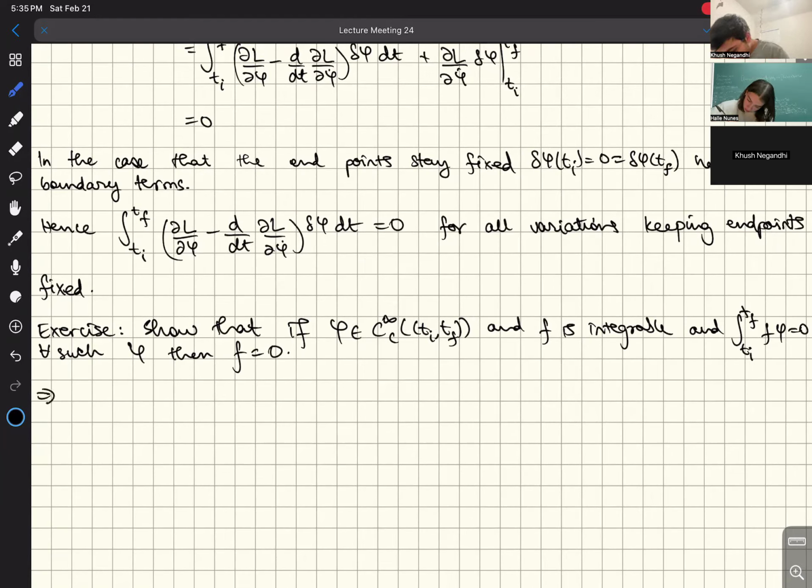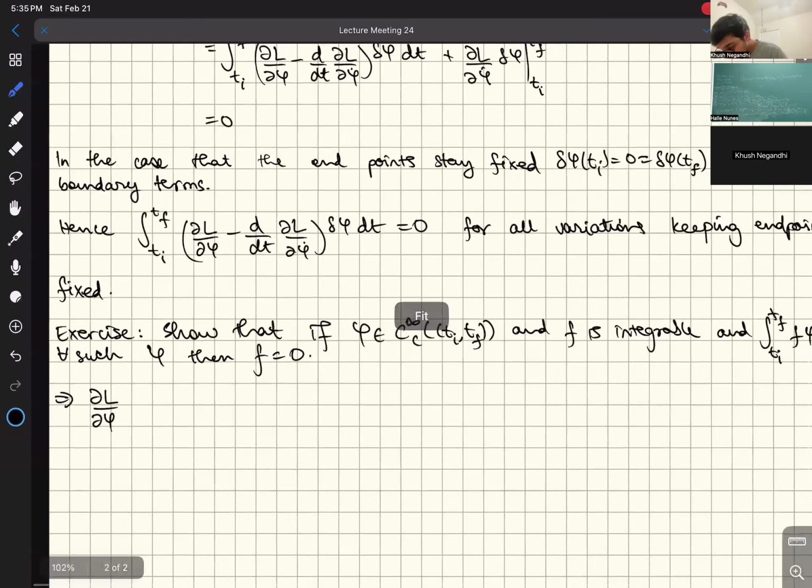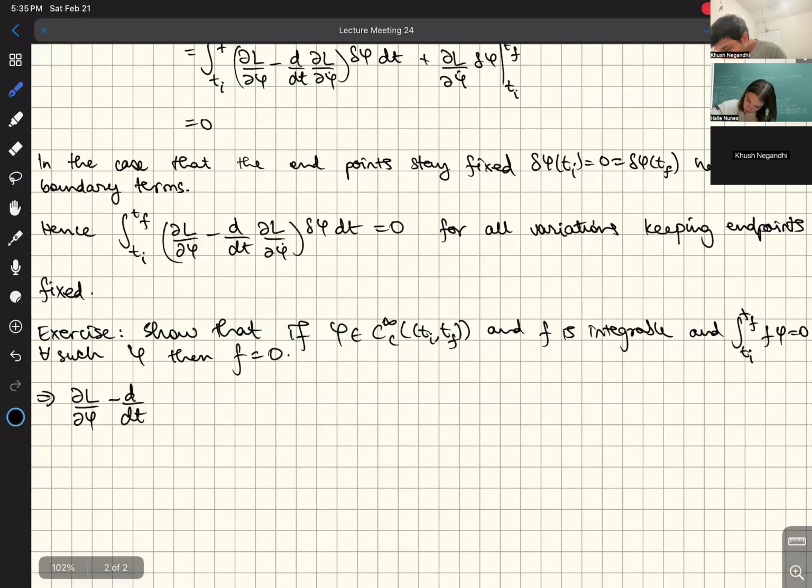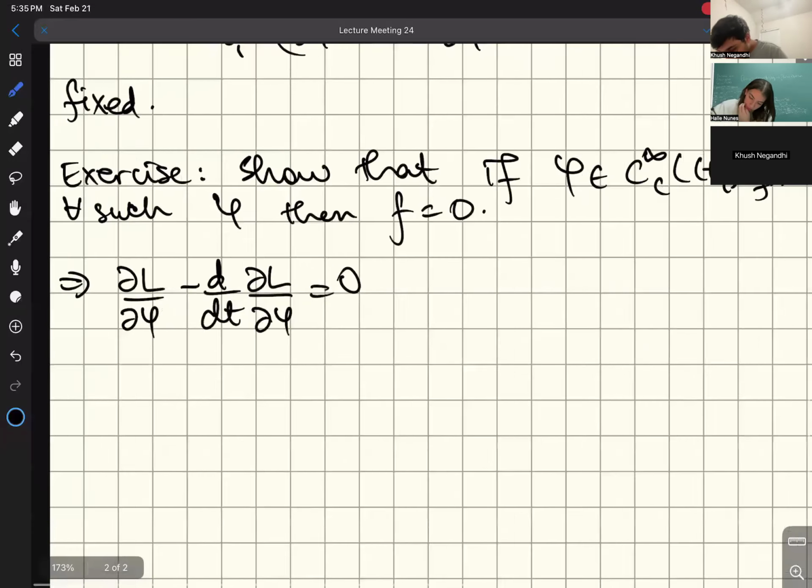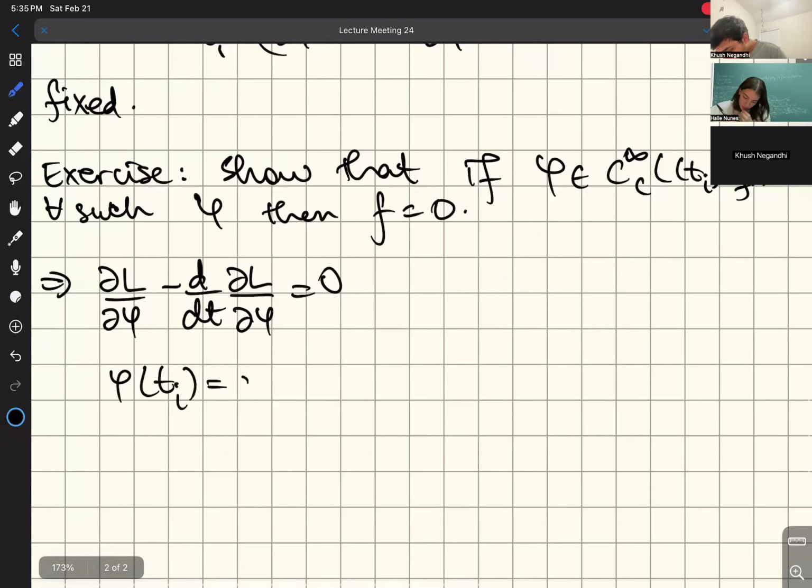Okay, so what this actually tells you now is to solve for such phi, we must solve the differential equation, this, with phi of ti equal to a and phi of tf equal to b.